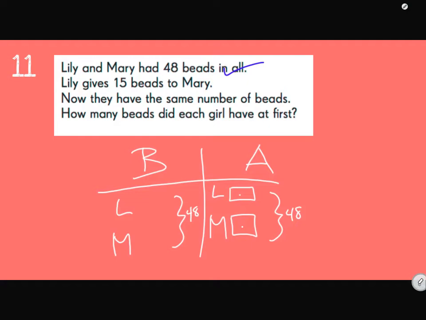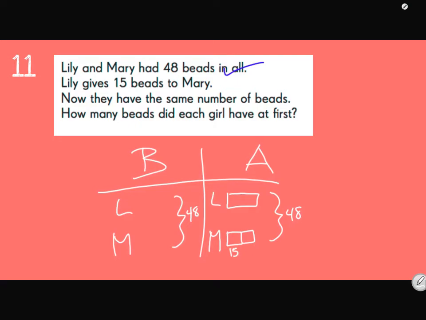Well, I'm going to actually redraw this a little bit because I want to show that 15. So here's Lily and here's Mary. 15 were given to Mary from Lily at some point. So you know there's 15 in here somewhere. This is 15. And now they have the same amount. So there's no equal parts at all. I just know that there's 15 plus some amount, and that this is the same as 15 plus that amount to get 48.